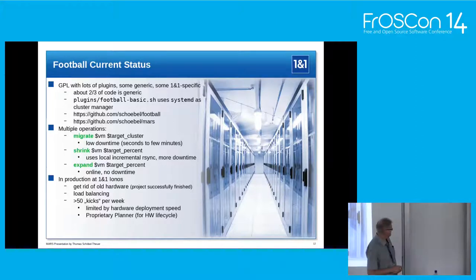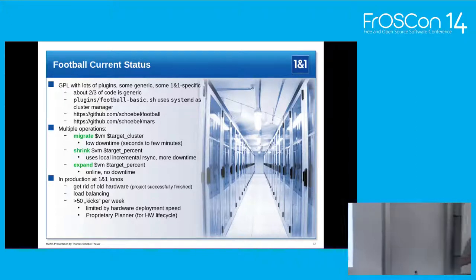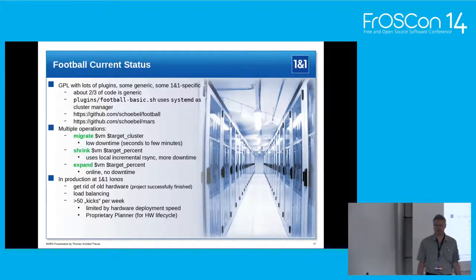Then you can shrink. This is done via a local rsync. So it creates another file system with better parameters. For example, the AG count parameter was originally, 10 years ago, only 4, which is a performance bottleneck. You increase it to a bigger number if you recreate a file system there. Expand is online without downtime. It's just using xfs_growfs. So you can just dynamically increase your file system.